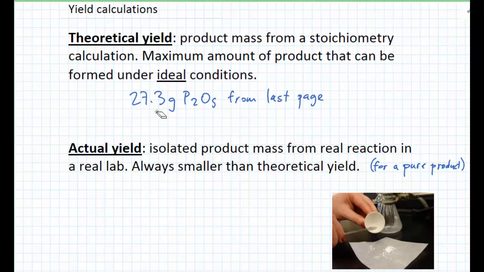It's actually even worse. Say that our theoretical yield here was 27.3 grams of P2O5, and we did this reaction, and we got 35 grams of some product. Well, what happened there? Did we miraculously violate the law of conservation of mass? No, I don't think so. That's actually a little bit worse because, let's write right here, higher actual yields may indicate an impure product.